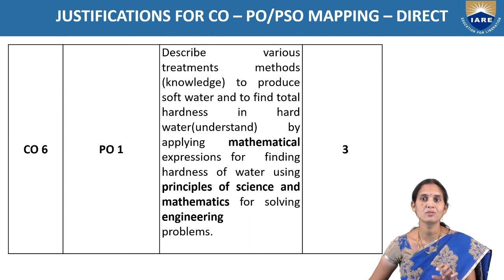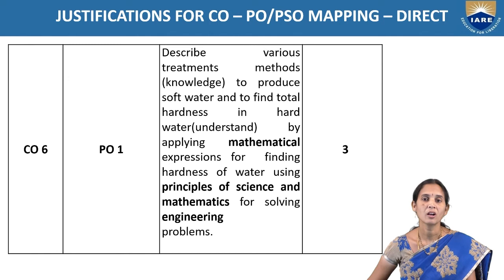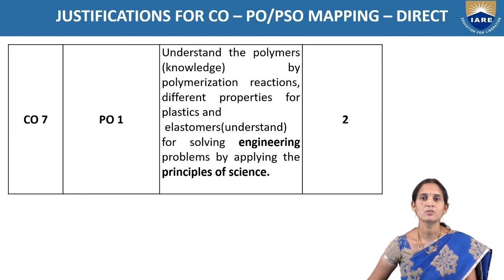So here also, for CO6, they are calculating, and here we are taking PO1. What they are doing means they are learning different methods and they will apply the formulas. For example, the EDTA method. They will apply the formulas and find out the hardness in water. So we have given a number of vital features there. So CO7 mapping with PO1.